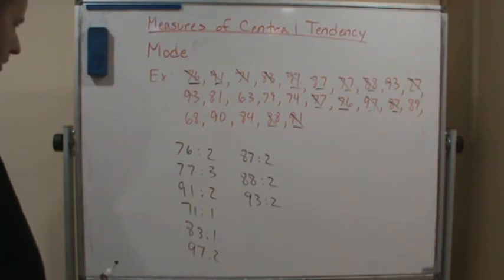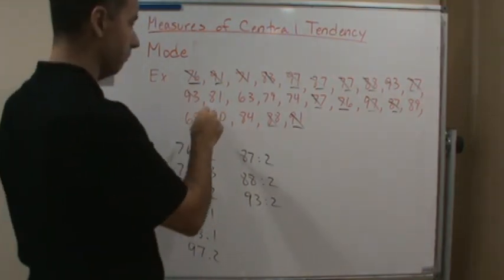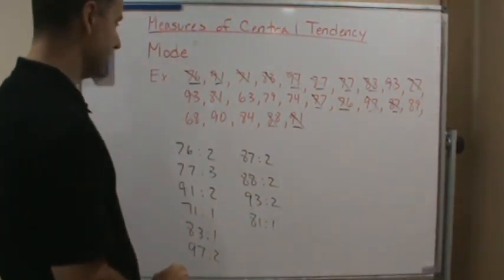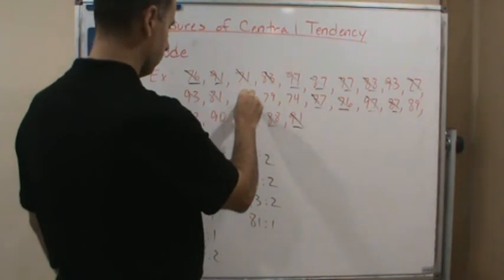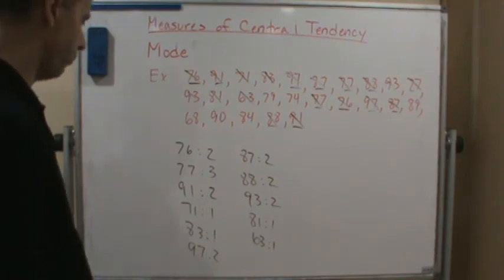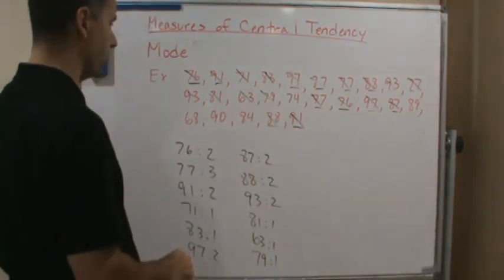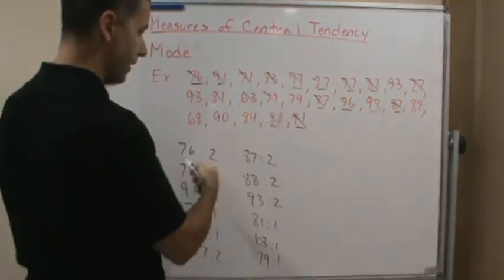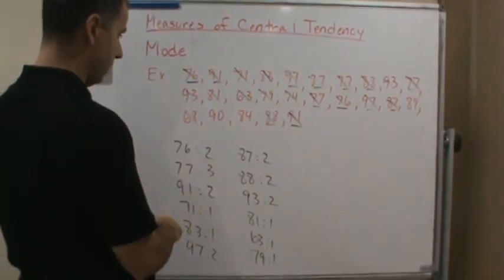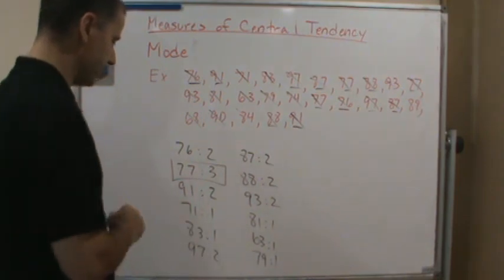81. Do we have 81? Let's see, 81. There's only 1. Right? 81. And then 63, there's only 1. 79, only have 1. So now it gets a little easier since we've got less to go through, right? All of these are already marked off. 74 is only 1. 68 is only 1. 90 and 84. So the rest of them are only 1. So it looks like the mode in this data set is 77.